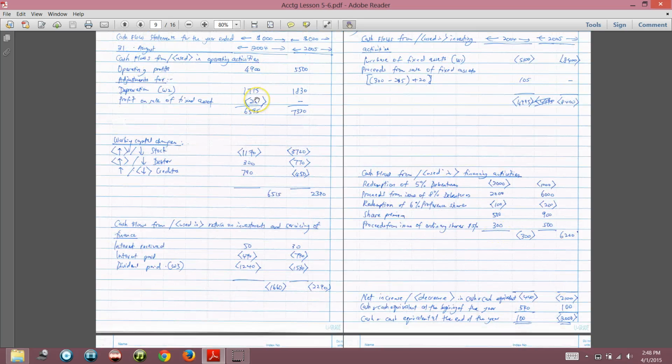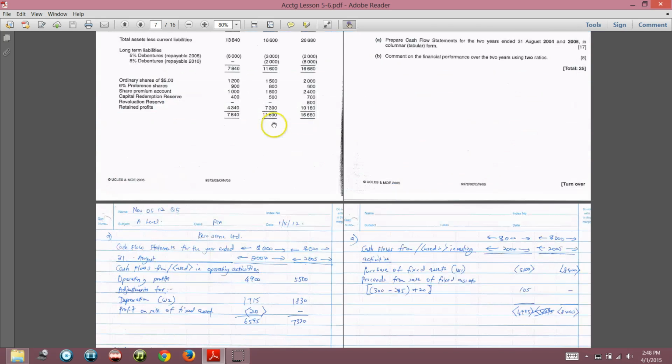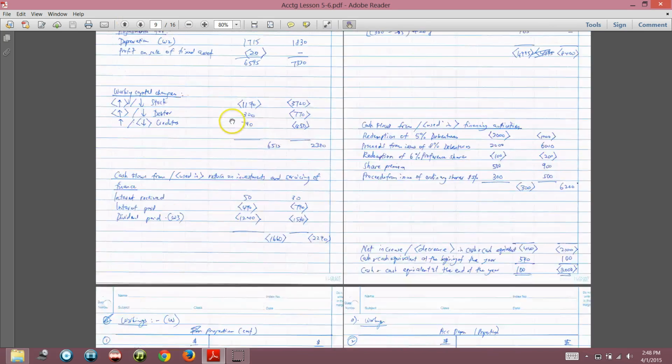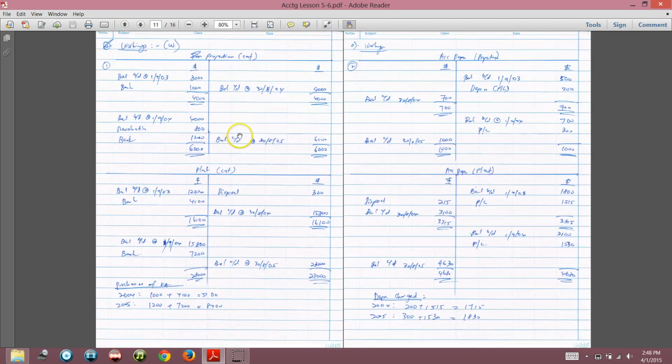Okay, so now I have to come to the difficult one, which is depreciation. So how am I going to do it? Just follow me. You have property, so this is property at cost. I draw up the structure: property at cost account, then plant at cost account, then accumulated depreciation for property, and then accumulated depreciation for plant. So do up the four structures first.